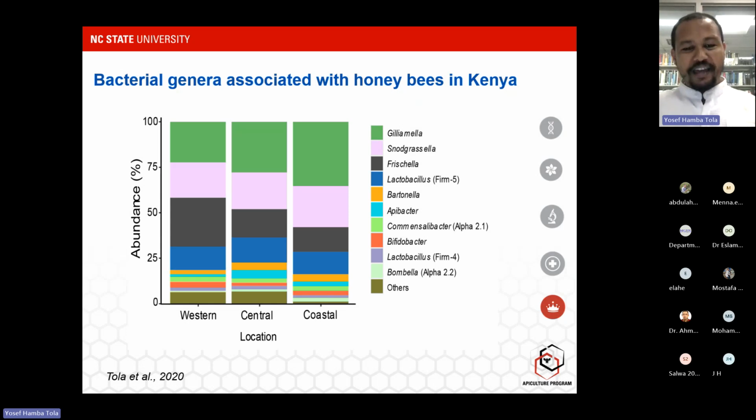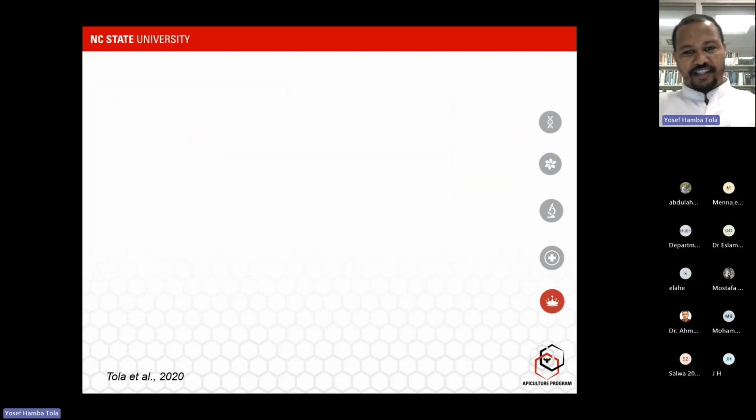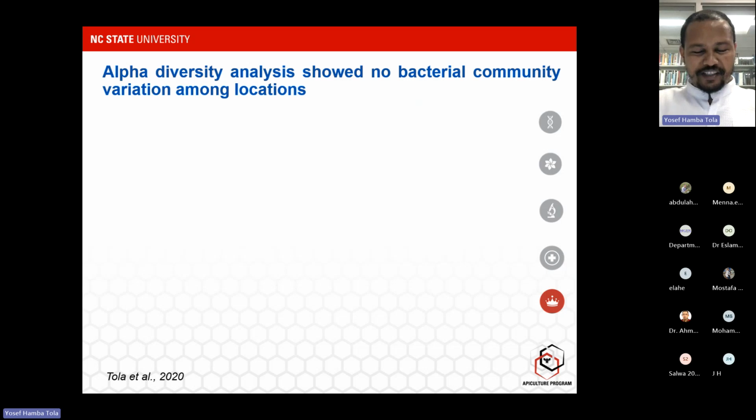And then based on this, I asked myself, okay, since the general composition we found is different from others, what about the diversity? So I used alpha diversity and beta diversity to see if there is any variation of the gut microbes from the honeybees.